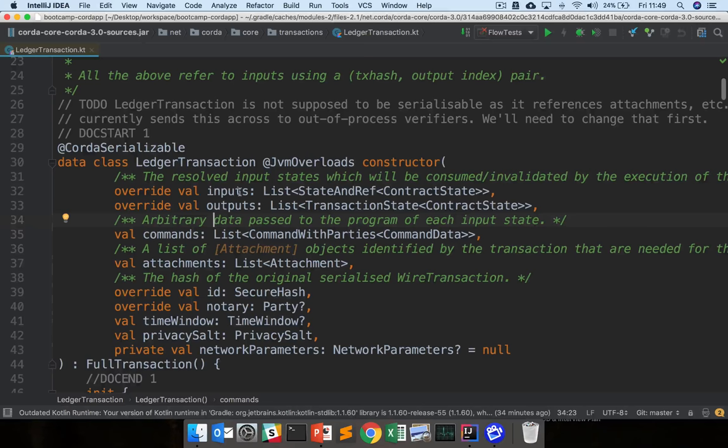So we can see that the inputs are a list of state and ref, the outputs are a list of transaction state, and the commands are a list of command with parties. Let's start by looking at the outputs.